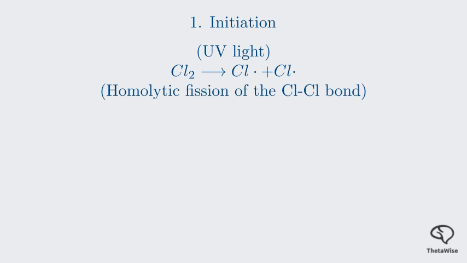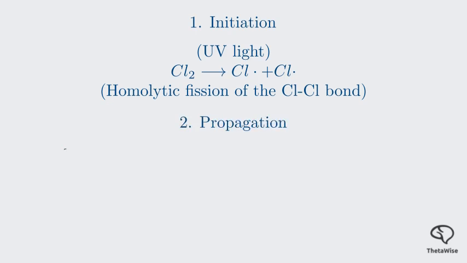Second, the propagation stage. This is a two-step cycle that continues the reaction. The first step involves a chlorine radical. Since it has an unpaired electron, it wants to form a new bond. It reacts with a stable alkane molecule, methane in this case, to pull off a hydrogen atom. This forms HCl and leaves behind a methyl radical, CH3 dot. Notice that we started with a radical and ended with a new radical.